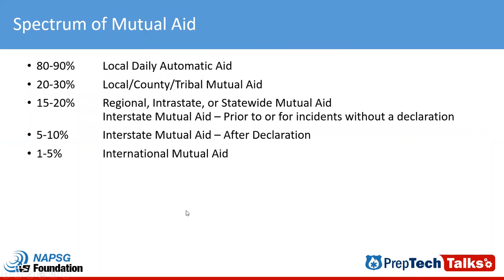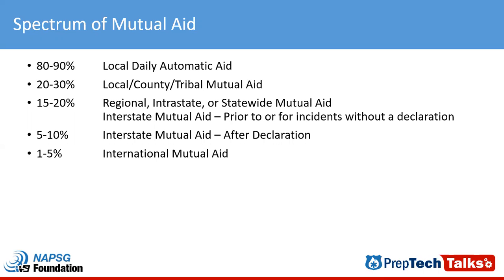In our nation today, as I'm sure many of you are already familiar, there's a pretty broad spectrum of mutual aid. Sometimes we may not consider the aid that we either give or receive to a neighboring agency or entity to be mutual aid. We may call it things like automatic aid, and that happens generally 80 to 90% of the time. There are many communities in our nation today that rely on that automatic aid for many, many incidents every single day. It's how they perform their daily operations.